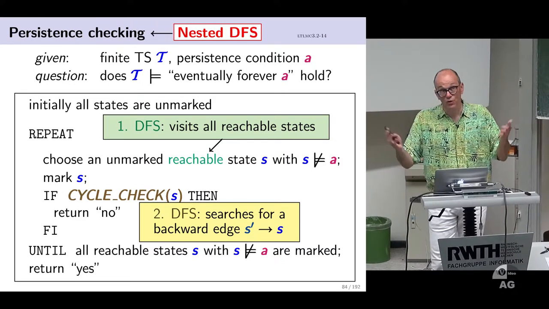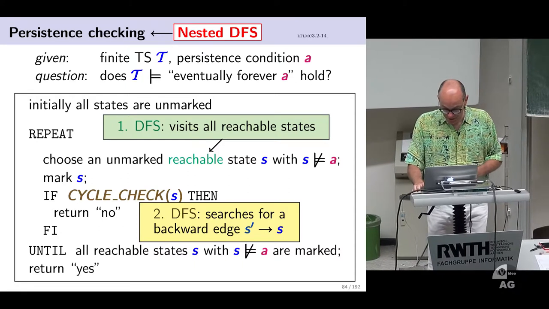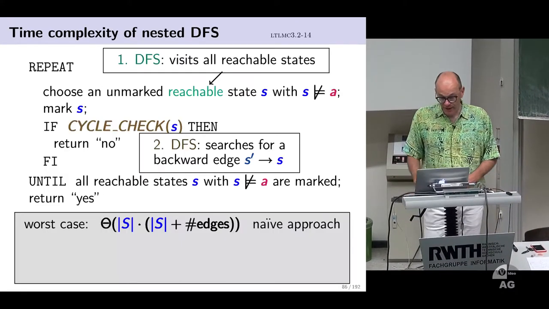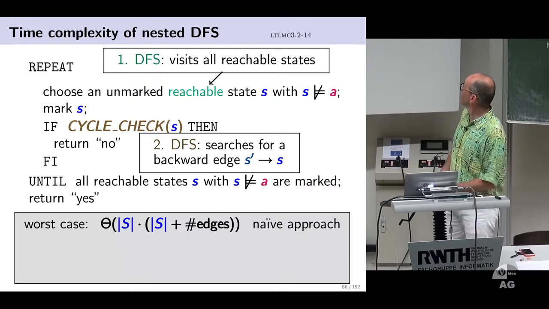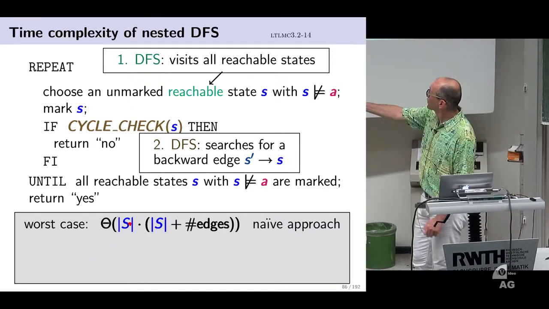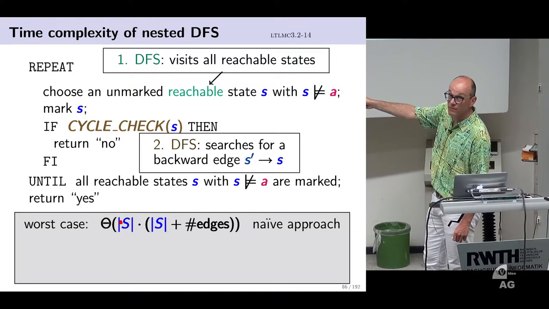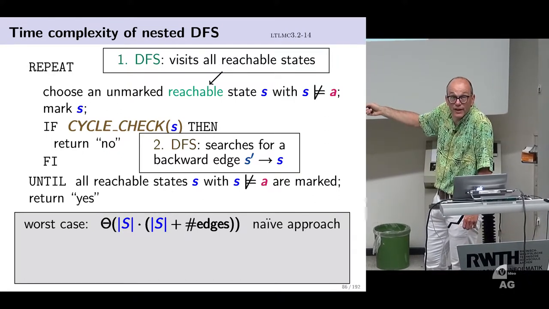Good. And this is what is called nested depth first search, as I already explained. Good. So if you do this naively, then the time complexity is actually the following. First, you have to find all the states violating A. In worst case, every state could violate A.